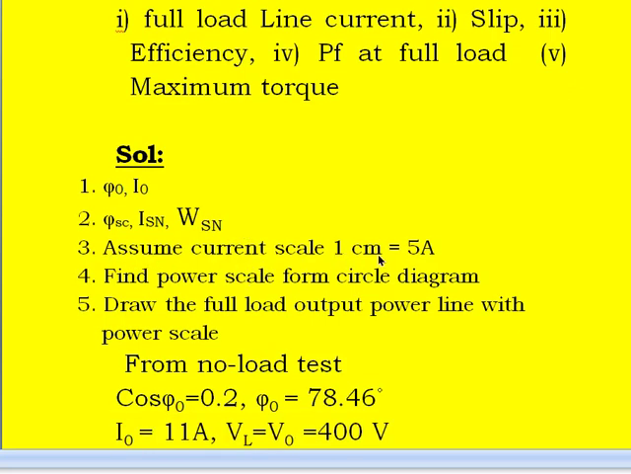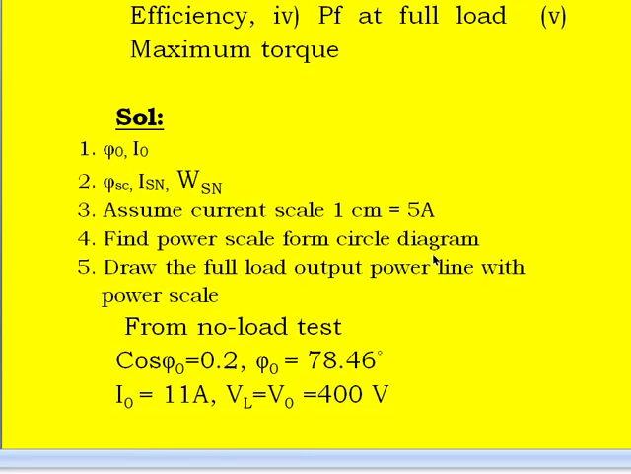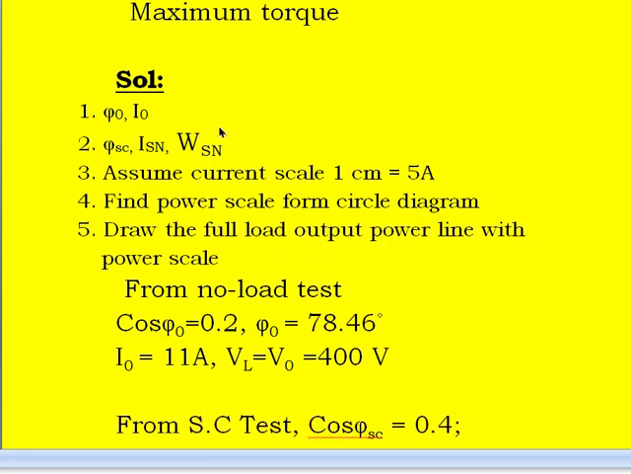The third step is assume the current scale, 1 centimeter is equal to 5 amperes. Then the fourth step is find the power scale from the circle diagram. Next, draw the full load output power line using the power scale obtained in the fourth step. So let us calculate first what is phi naught, what is I naught, phi SC, ISN, WSN.